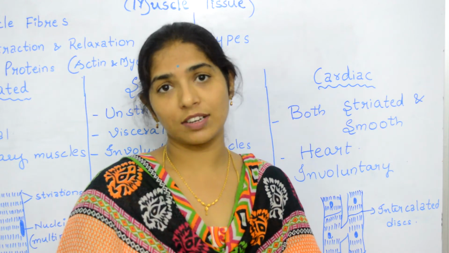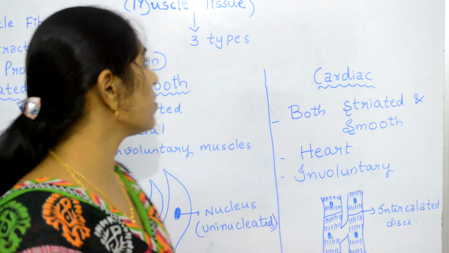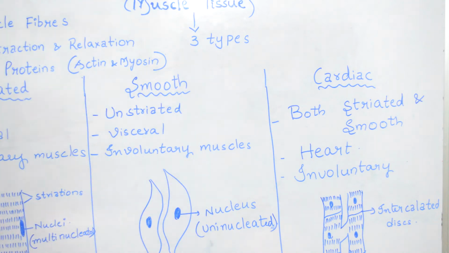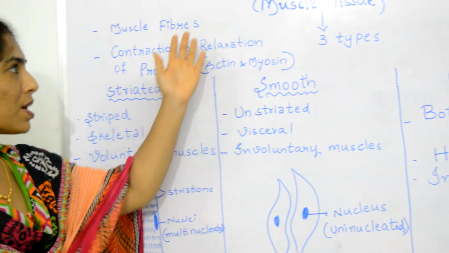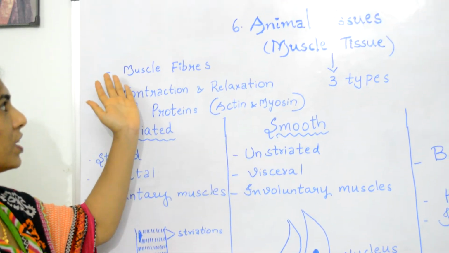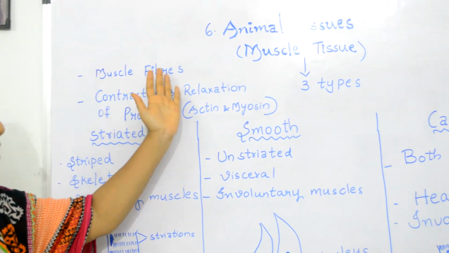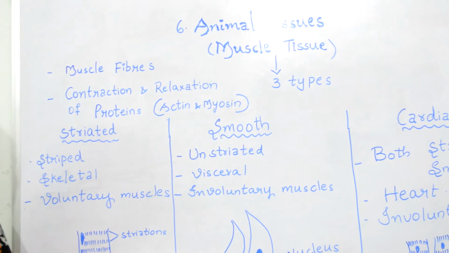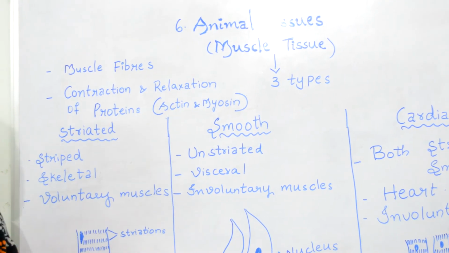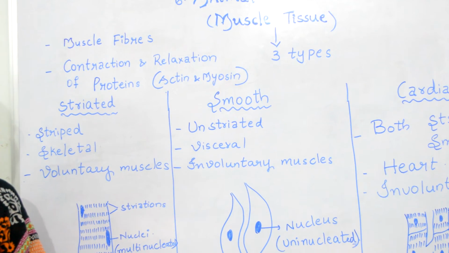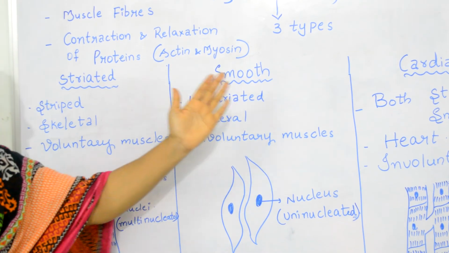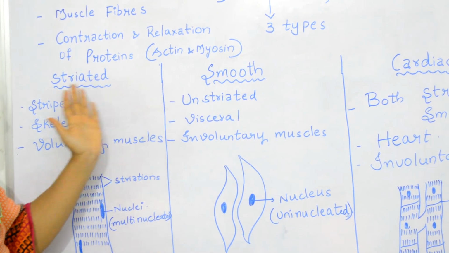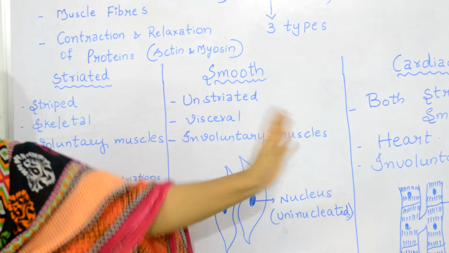So once again we will recall the three types of muscle tissues. As I said, this muscle tissue is made up of muscle cells which are called muscle fibers, and muscles generally work by contraction and relaxation of actin and myosin proteins that are present in the muscle cells. And the three types of muscle tissues and their differences are seen here.